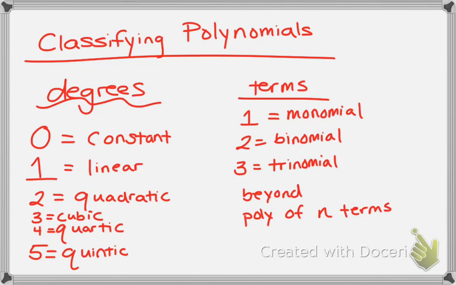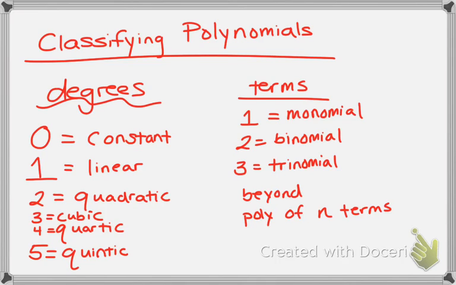Okay? So anything past trinomial, just say that it's a polynomial. So we could have a constant, well, we really wouldn't have a constant trinomial. Really, we could only have a constant monomial for your degree. We could have a quadratic trinomial. We could have a quartic polynomial of 5 terms. So you're going to be blending those together.